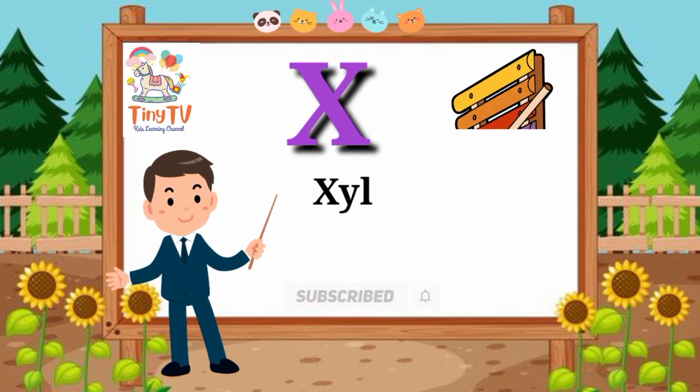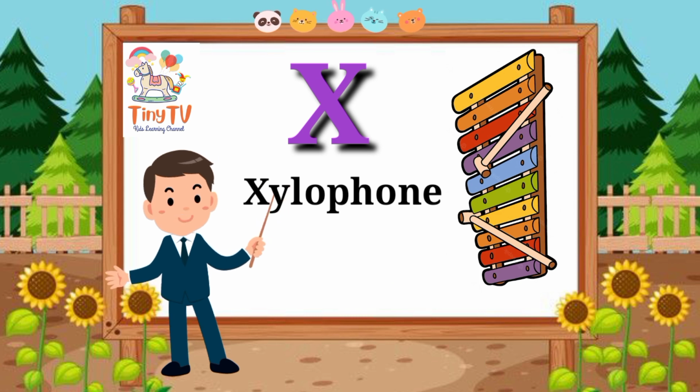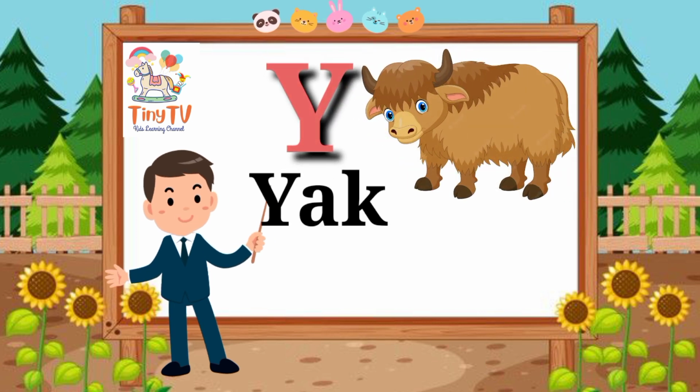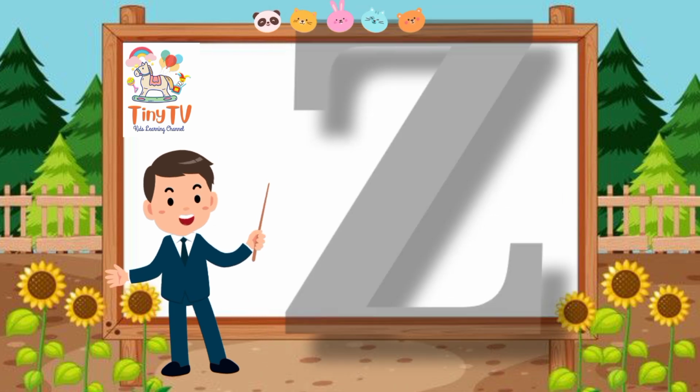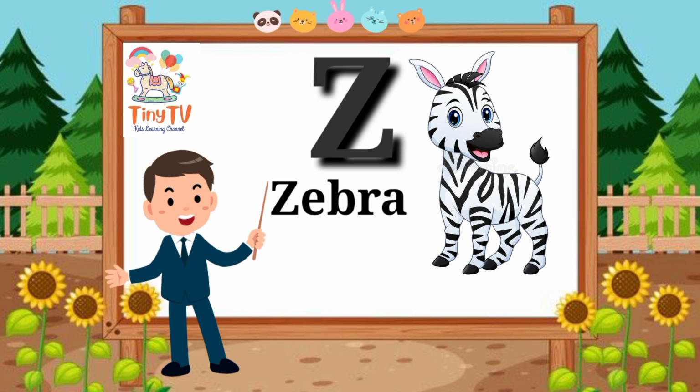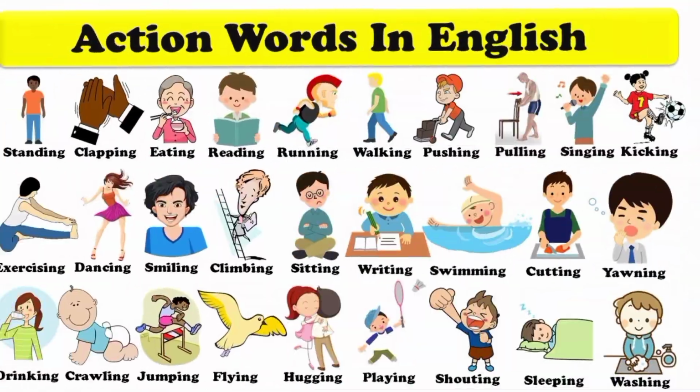X. X for xylophone. Y. Y for yak. Z. Z for zebra. We are going to learn action words in English.